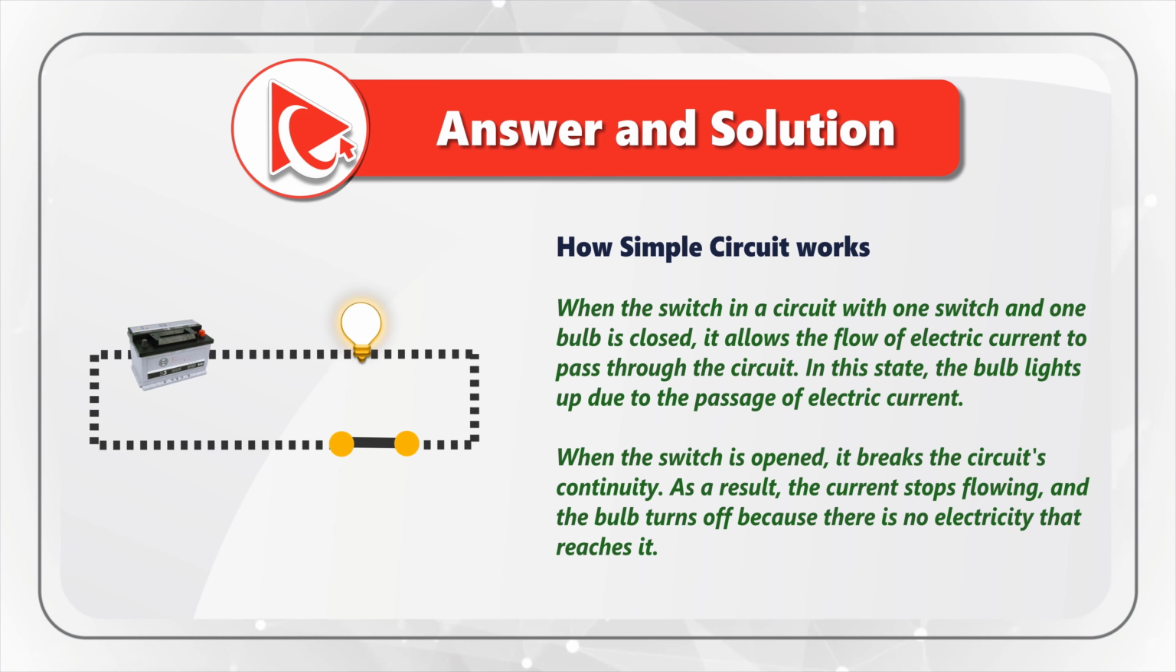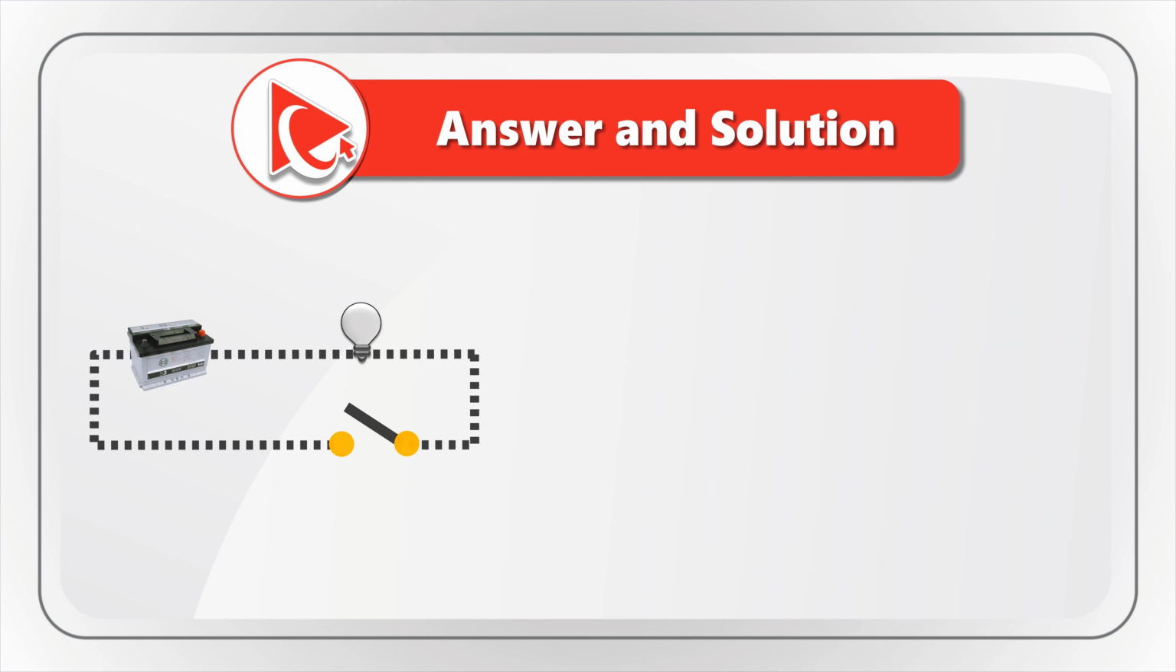When we open the switch, it breaks the circuit's continuity. As a result, the current stops flowing, and the bulb turns off because there is no electricity that reaches it. Now, with the understanding of this simple circuit, let's go back to the original question.